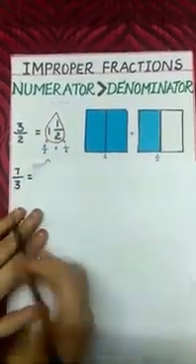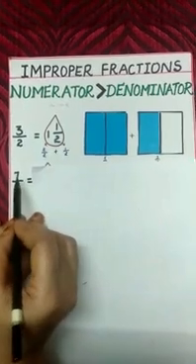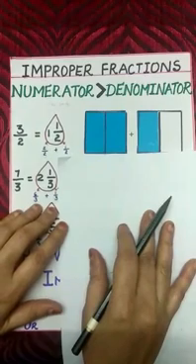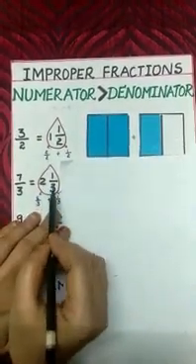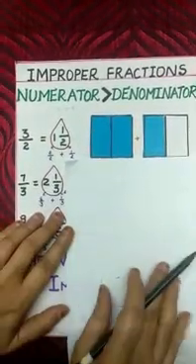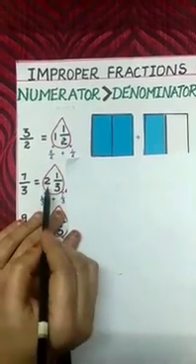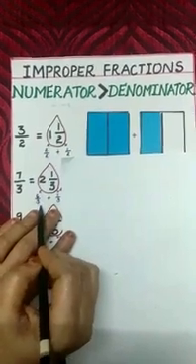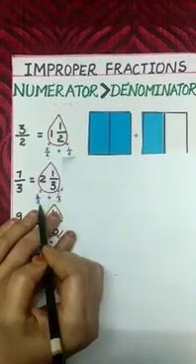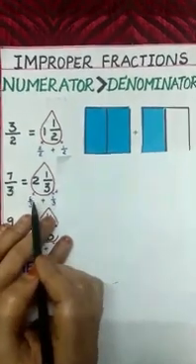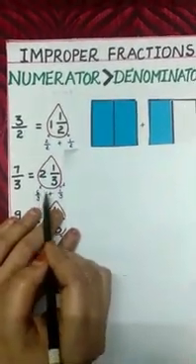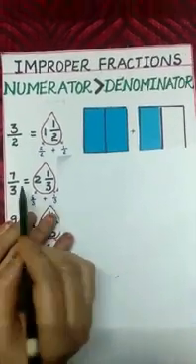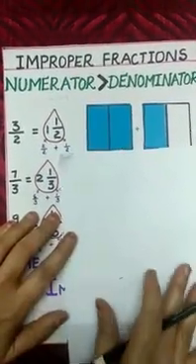Now come to the second one, 7 by 3. Again the same problem, we can't select 7 parts out of 3 parts. Again convert into a mixed fraction, which is 2 1 by 3, where 2 is a whole number part and 1 by 3 is a proper fraction. Now this whole number part 2 can be written as a fraction with the denominator 3, which is 6 by 3 plus 1 by 3. Again 6 by 3 and 1 by 3 are like fractions. So by adding numerators over the common denominator, 6 plus 1 is 7 by 3. So 2 1 by 3 is the same as 7 by 3.